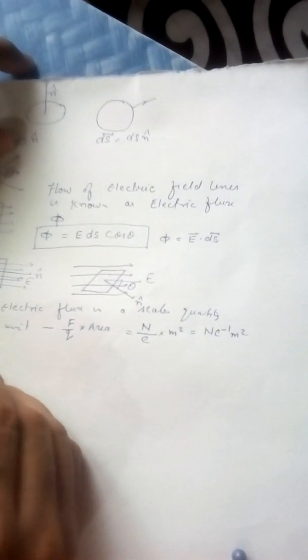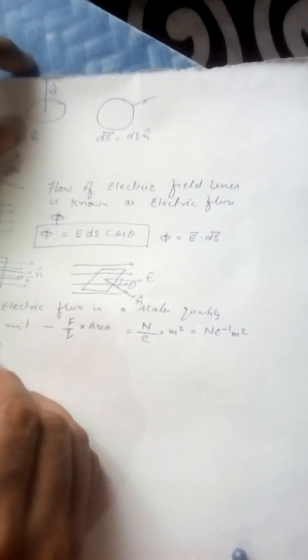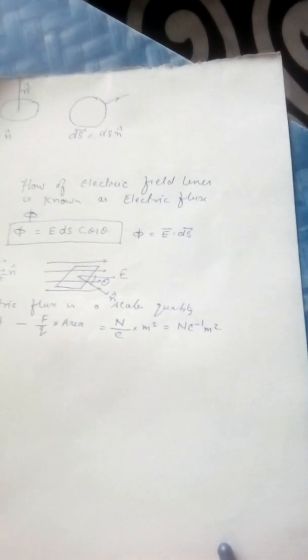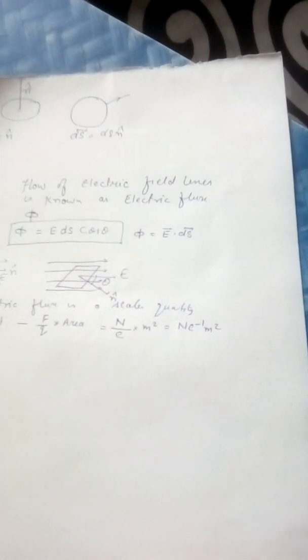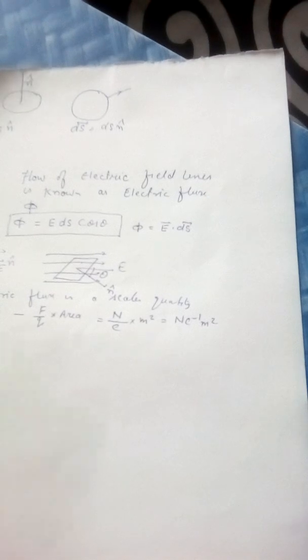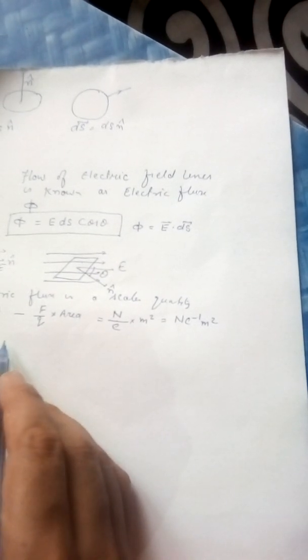Solid angle. Here we need a solid angle for the proof of Gauss law, that we will discuss here. Solid angle means, I am making you understand in a simple way.